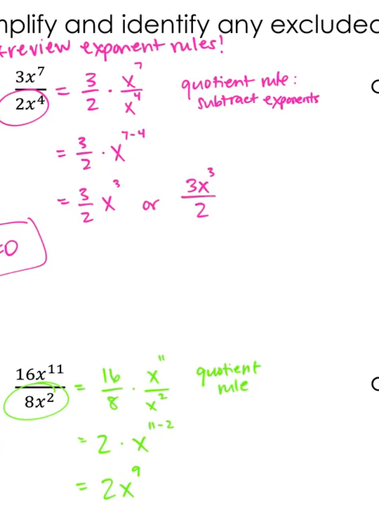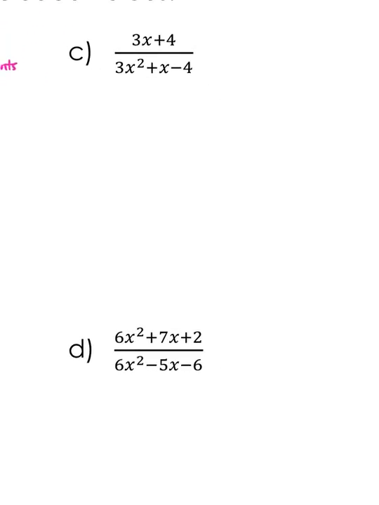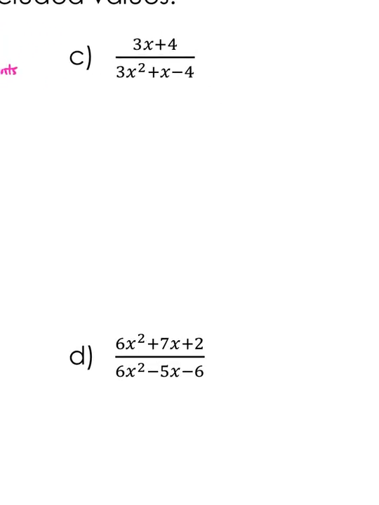All right, let's come over to C. Got 3x plus 4 divided by 3x squared plus x minus 4. So what I'm going to do is factor my denominator. The top can't be factored, it's just a linear expression, but the bottom can be. So this is going to be bottoms up.